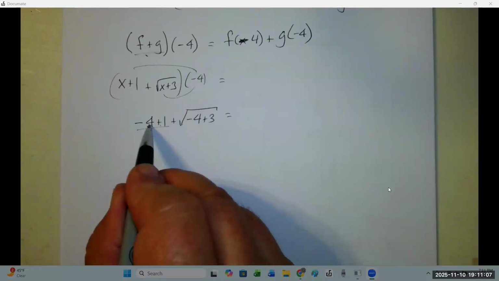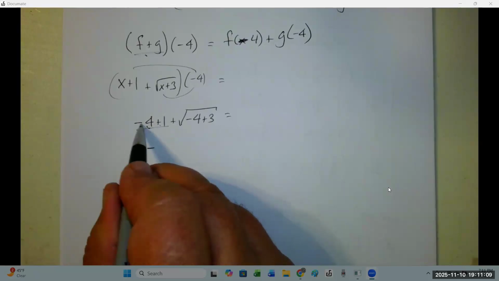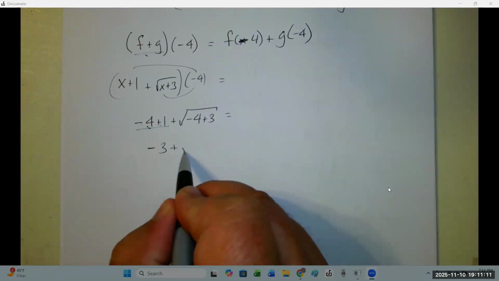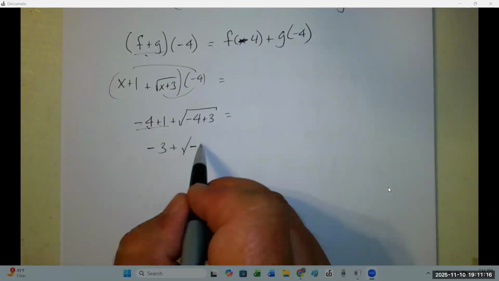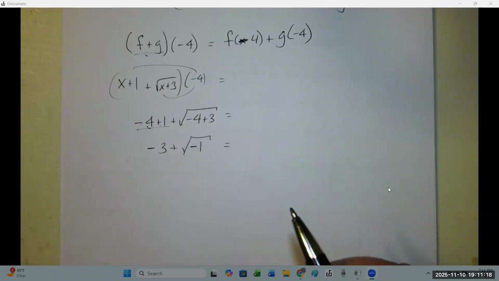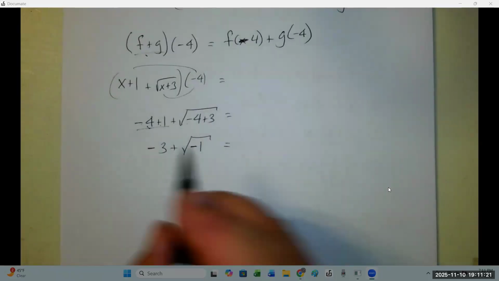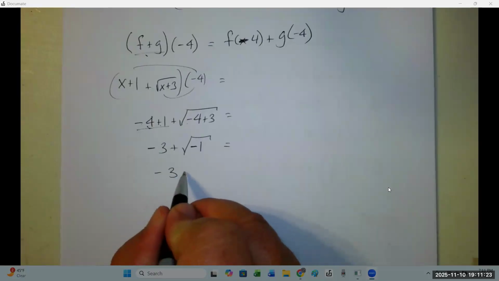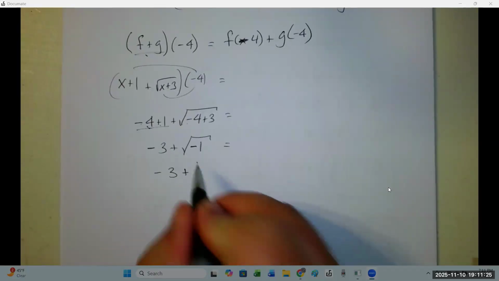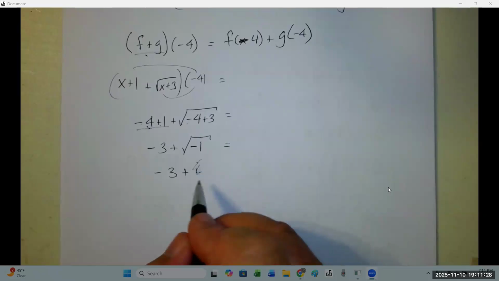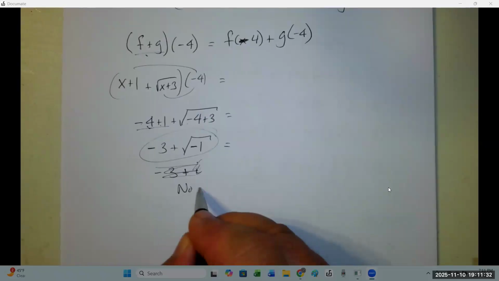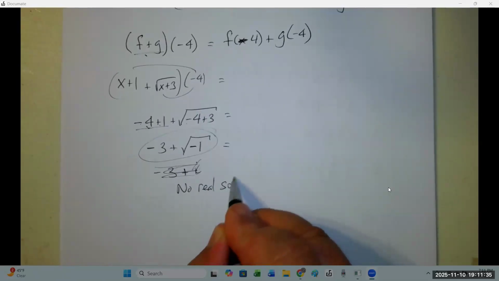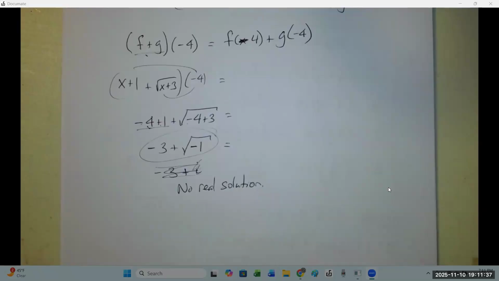-4 plus 1, 4 is bigger, the answer is negative. 4 minus 1 is 3. -4 plus 3, 4 is bigger, the answer is negative. 4 minus 3 is 1. The square root of -1 is i, but we haven't talked about that yet. So no solution. No real solution. Because you cannot take the square root of a -1.